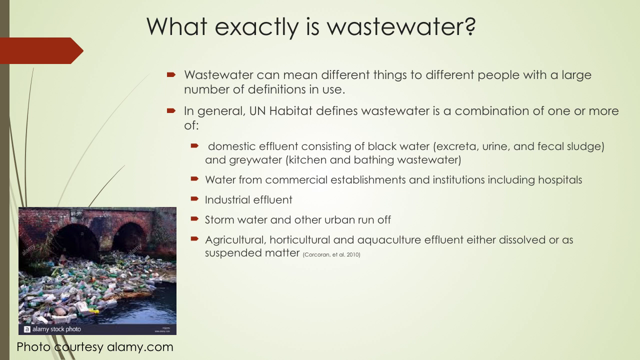So what exactly is wastewater? Wastewater can mean different things to different people, with a large number of definitions in use. In general, the UN Habitat defines wastewater as a combination of one or more of domestic effluent consisting of blackwater, which has excreta, urine, and fecal sludge in it, and gray water, which is kitchen and bathing wastewater.